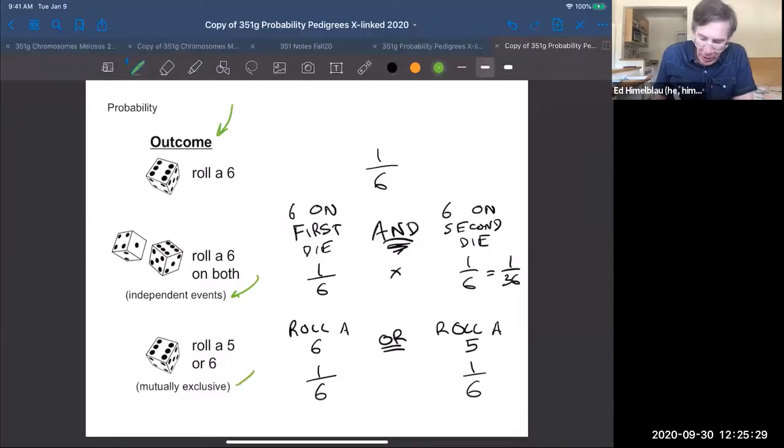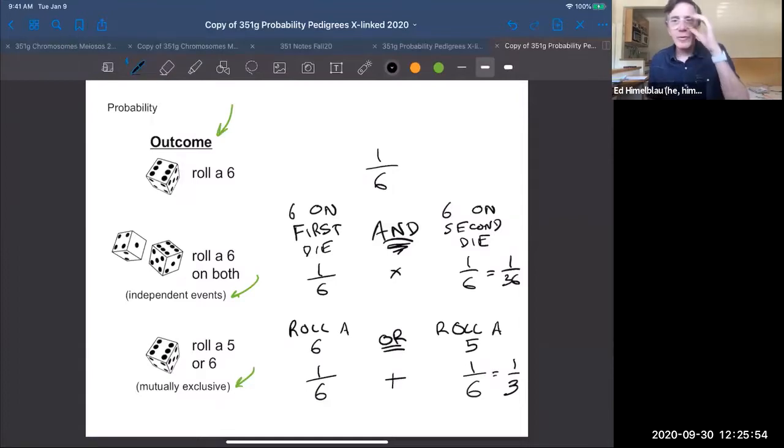But now, if we're just rolling 1 die, we can't do both. We say these are mutually exclusive. We can get a 5 or we can get a 6, but we can't get both. And so in the case of these mutually exclusive chances, we're going to add those together. That gives us 2/6, or we take it all the way down to 1/3 if we reduce the fraction.